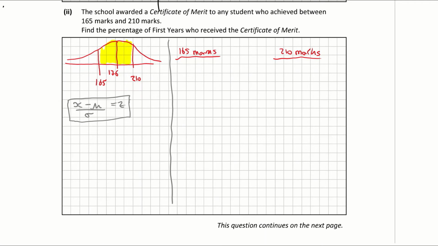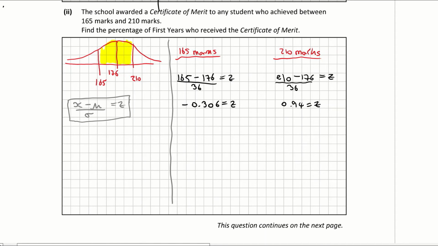So filling it in, I have my x, which is 165 marks, minus my mean, which is 176, over my standard deviation of 36, and that gives me my z-score. And for my 210 marks, it's the exact same: 210 minus 176 divided by my standard deviation is equal to z. Working that out, I get minus 0.306 is equal to z, and I get 0.94 is equal to z. I'm just going to write that to two decimal places, so minus 0.31 is equal to z.